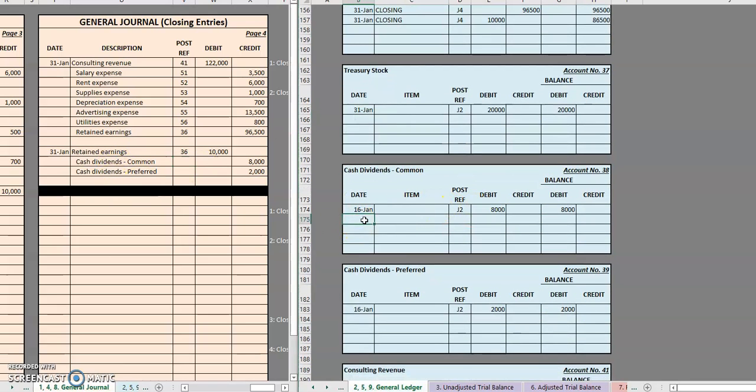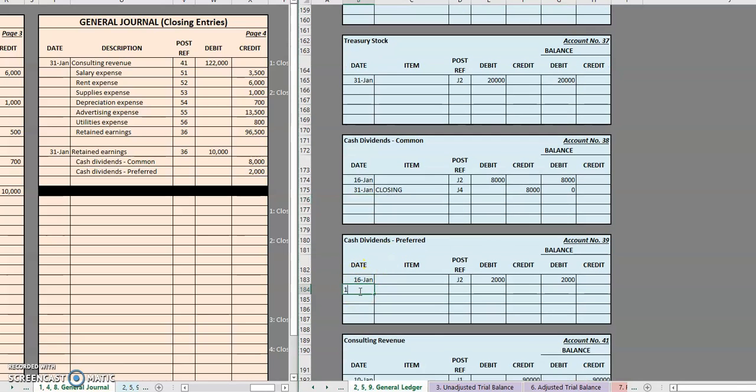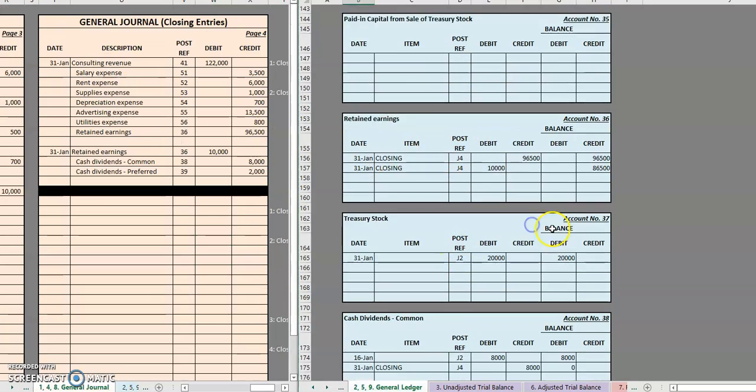Again, posted. Let's finish up by doing our dividends. Cash dividends common. We credited it for $8,000, so it has a zero balance, and cash dividends for preferred. Again, done. Let's post 38 and 39. All right. That is it for posting all of these closing entries to our general ledger. That was step 9 for what we just did.